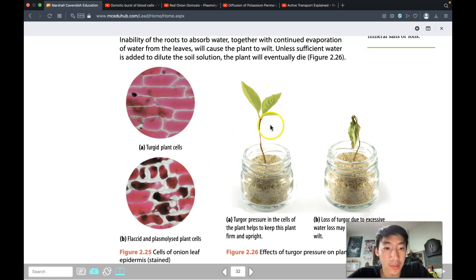So an example of turgor pressure: if you put water for this plant, then the plant is able to stay up straight. There's turgor pressure. But when this plant is put into maybe salty sand or sand that has too much fertilizer, it will lose water and it will lose the turgor. It will cause the plant to wilt.